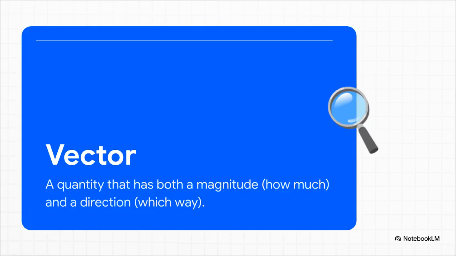And this is where our hero of the day comes in. The vector. A vector is the simple, brilliant answer to our problem. Think of it as this neat little package. It bundles two crucial bits of info together. A magnitude, which is the how much, our 100 kilometers per hour, and a direction, the which way, like due east. It's the arrow that shows us the way.